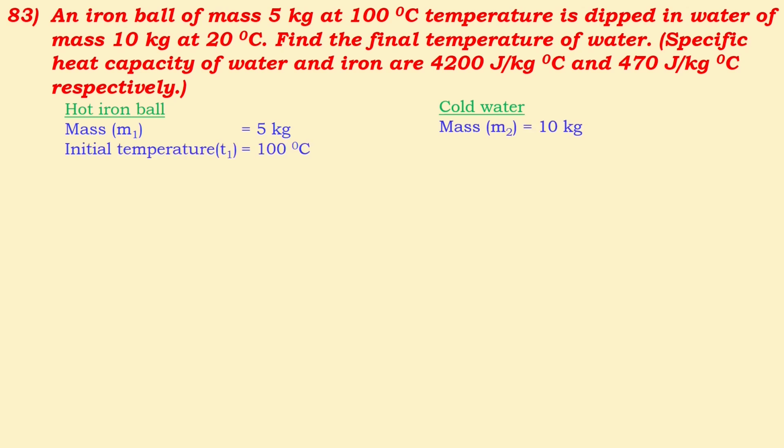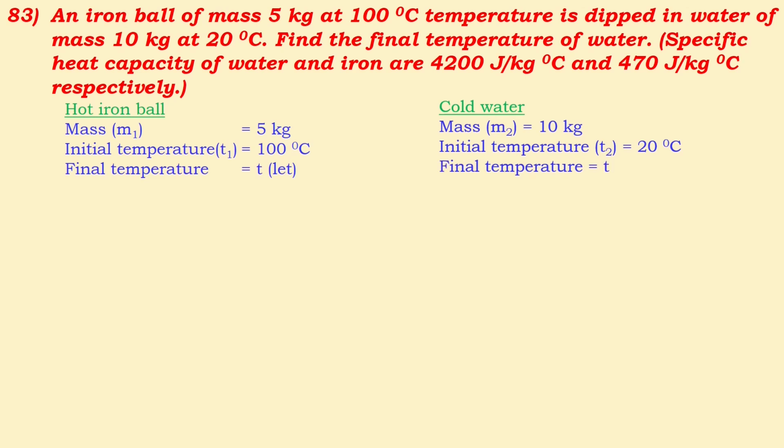Next, initial temperature T1. T1 means the initial temperature of what? The iron ball, 100 degrees Celsius is given. Initial temperature of T2, T2 means cold water. It is how much? 20 degrees Celsius. This is given in the numerical. And next is the final temperature. Let's say we don't know it. It is T.